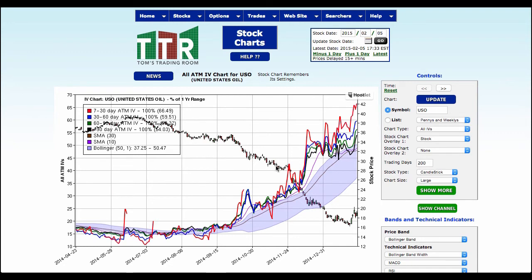But you can see as the price of oil has dropped, the implied volatilities on the options have risen because traders are nervous from one day to the next. Where is this thing going to be? Finally, let's set this back to 100.